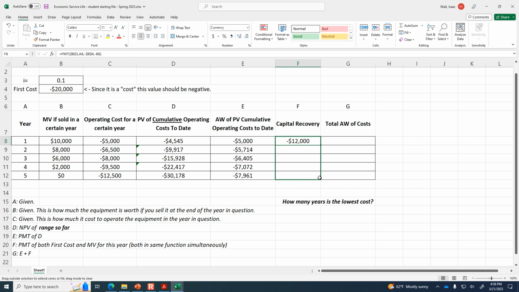Okay, and then dragging that down will tell me the capital recovery, like if you have it for 5 years, then you're spreading out the $20,000 purchase over 5 years of ownership. And even though there's no salvage value at the end of 5 years, the capital recovery is just lower because you are able to operate the equipment for more time.